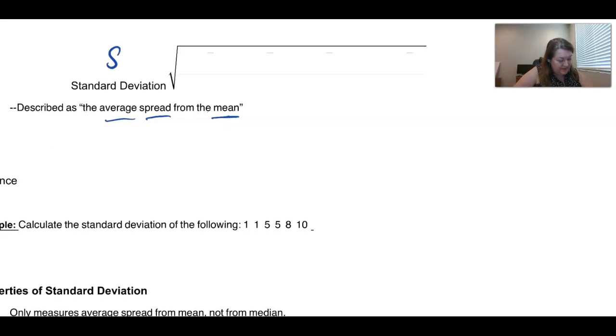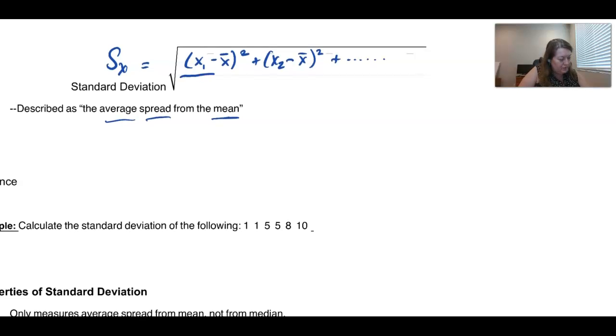The symbol for it is S sub x equals, it's just standard deviation, S sub x. And then there's a few steps to it, but basically we're going to take every point, so x sub 1 is the first point, and we're going to subtract the mean from the point and then square it. We keep doing that for each individual data point, subtract the mean from it and square it, forever. Then we're going to divide that whole amount by n minus 1. Remember, n is just the number of numbers in the list. And then we're going to take the square root of the whole thing to get to standard deviation.